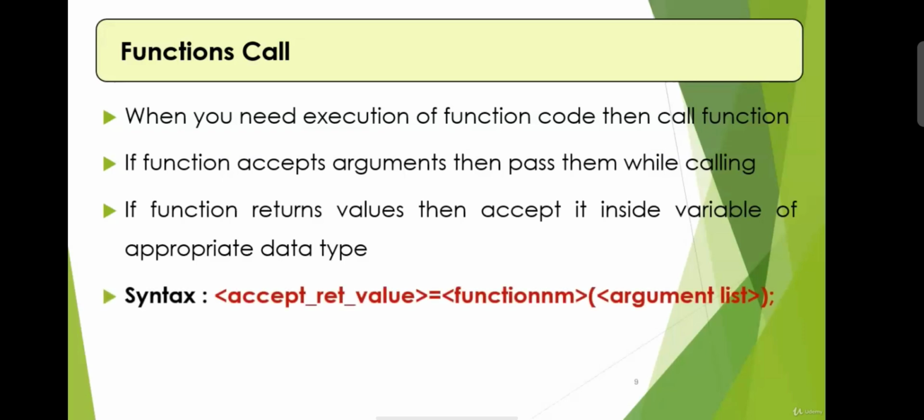The syntax of function call is like this: the variable to accept the return value, equal to the name of the function, and in circular brackets provide the argument list. Note there is a semicolon at the end of the function call. An example is area = CArea(radius). Here CArea is the name of the function, radius is the argument passed to the function, and area is a variable which is declared inside the main function to accept the return value.